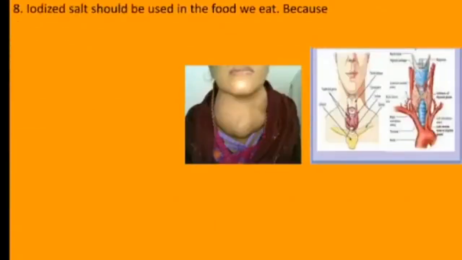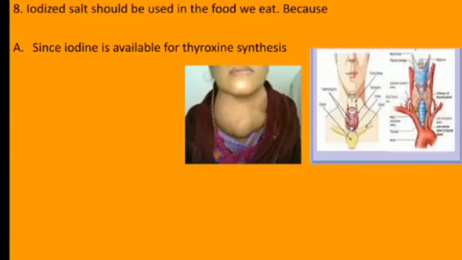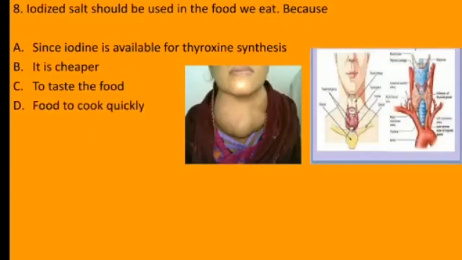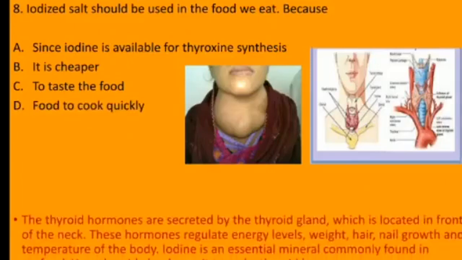Question. Iodized salt should be used in the food we eat because A, since iodine is available for thyroxine synthesis. Option B, it is cheaper. Option C, to taste the food. Option D, food to cook quickly.